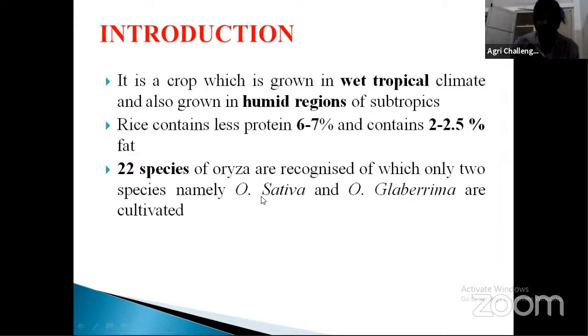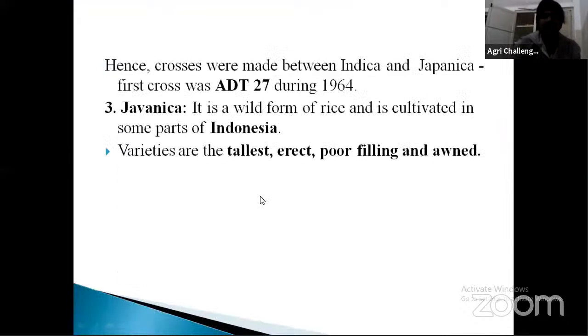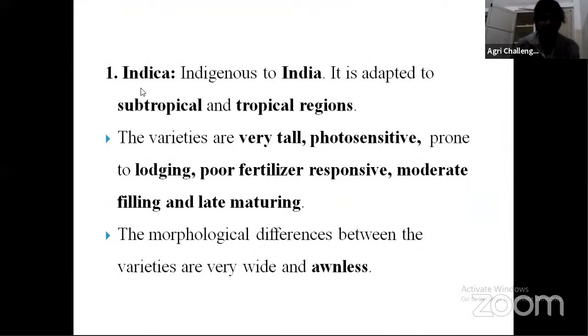In Oryza sativa, three subspecies are recognized: Indica, Japonica, and Javanica. The first one is the Indica subspecies. It is indigenous to India, and it is adapted to subtropical and tropical regions. These indica varieties are very tall, photosensitive, prone to lodging, poor fertilizer responsive, moderate filling, and late maturing. Since these varieties are very tall, they are prone to lodging.